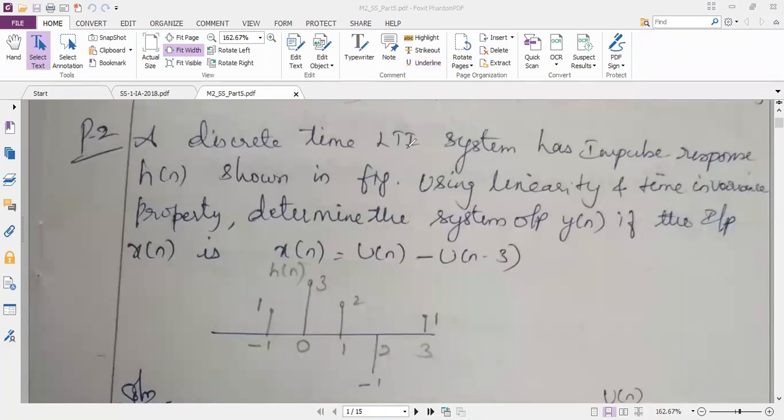Yes, ma'am, it's completed. Okay, very good. See, the first condition for us is what? Both h of n and x of n should be in terms of a signal diagram. So here in this question, only h of n is in diagram form, x of n is in equation form. So I should try to convert the given expression of x of n in terms of a diagram.